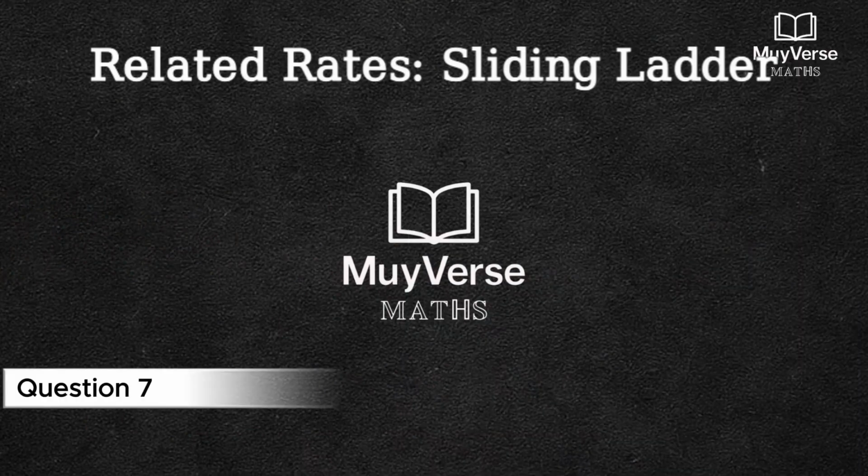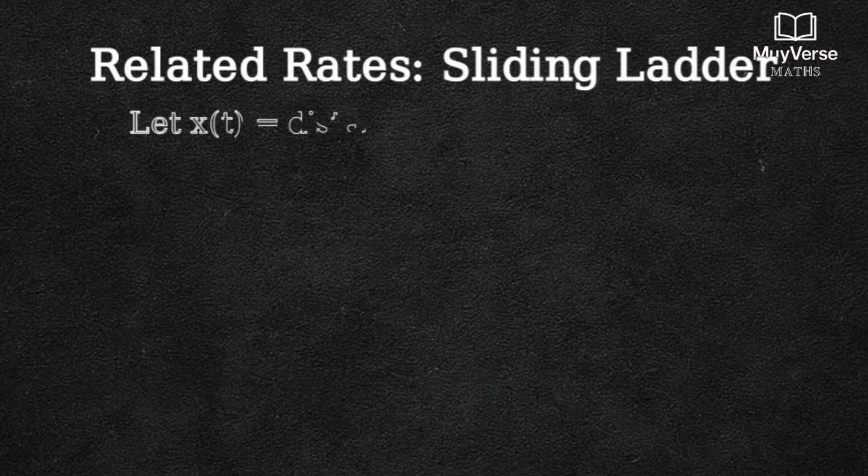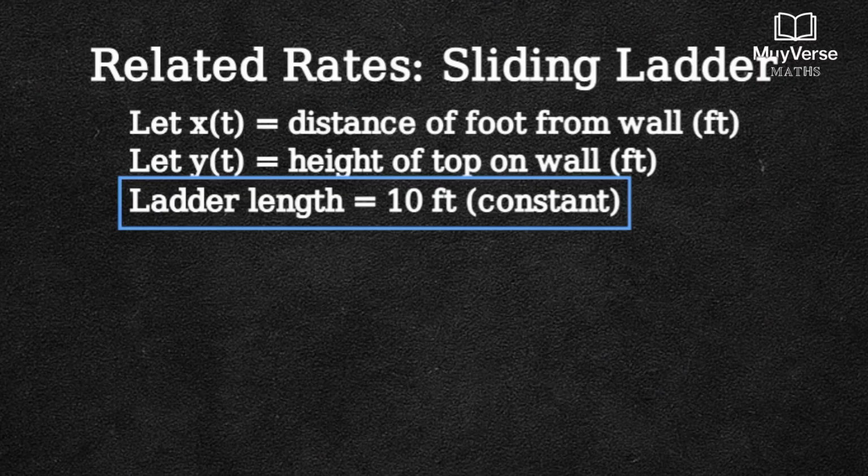Classic sliding ladder related rates problem with clean step-by-step cues. We'll define our variables. x of t is the distance from the wall to the foot of the ladder. y of t is the height of the top of the ladder on the wall.